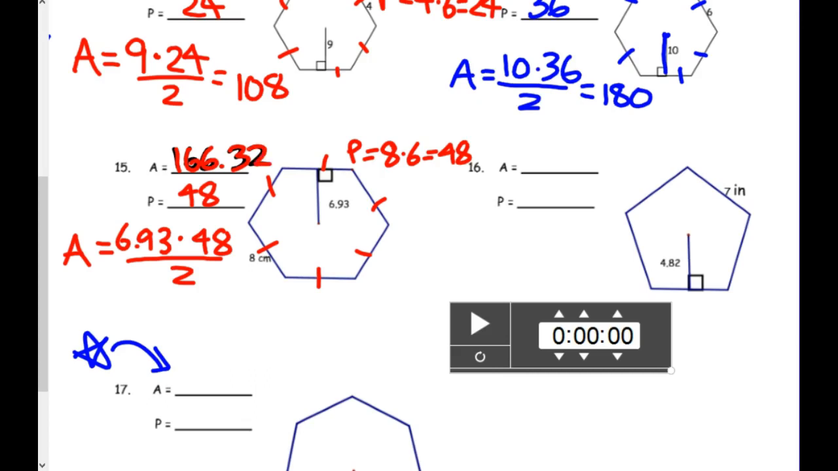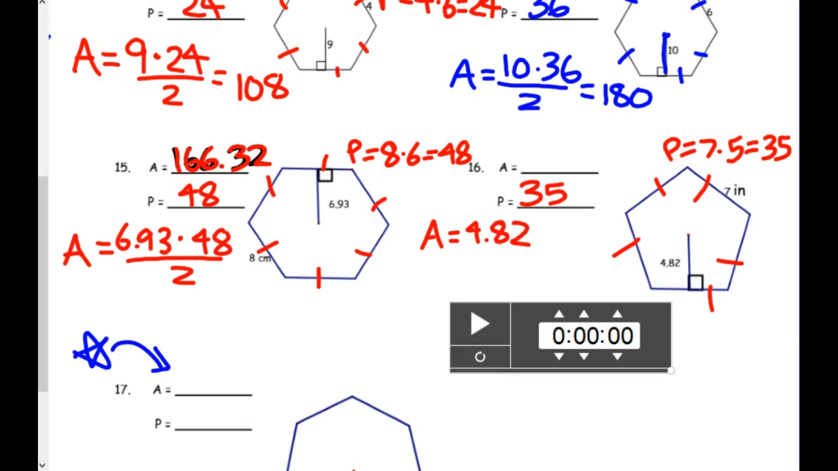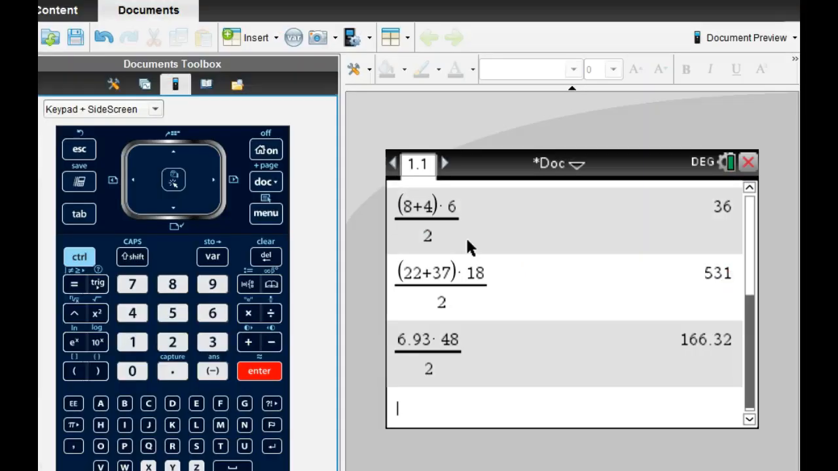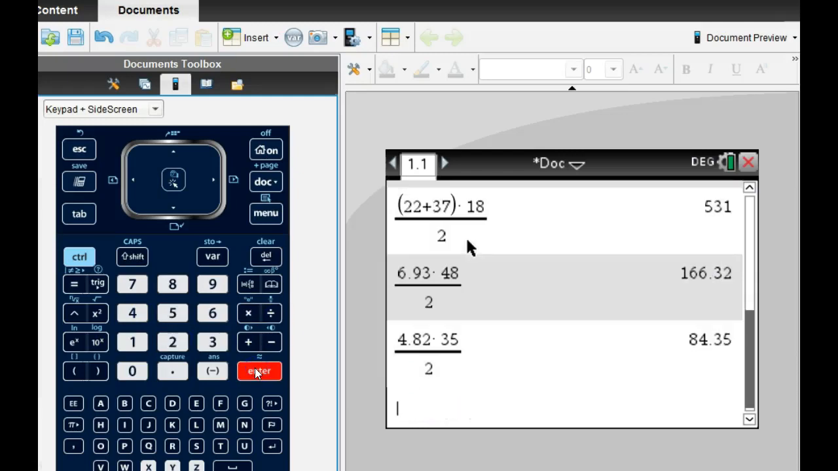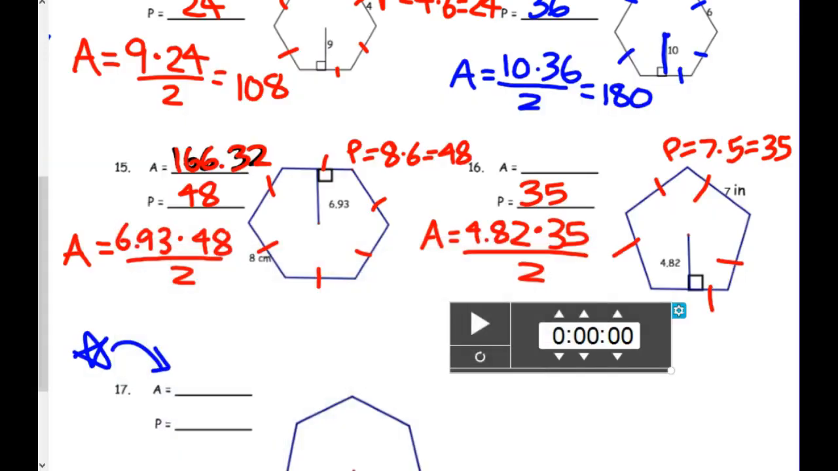So, over here, notice, I only have 5 sides. So the perimeter is 7 times 5, which is 35. So once again, area equals apothem, 4.82, times 35 divided by 2. So again, to the calculator, 4.82 times 35 divided by 2 gives us 84.35. And again, that would be units squared.